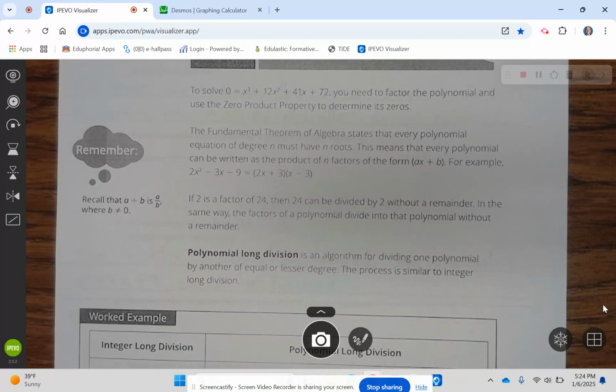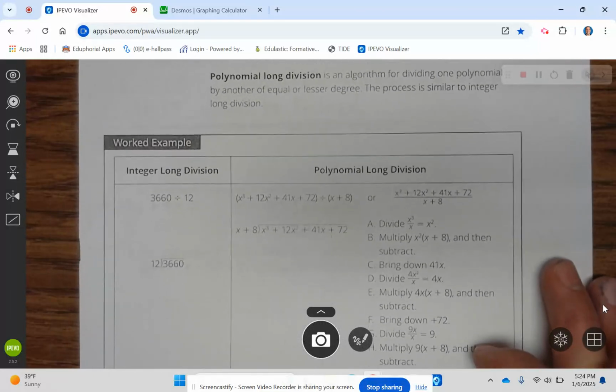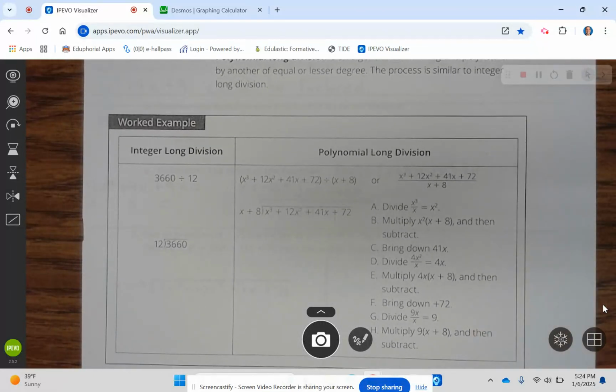If 2 is a factor of 24, then 24 can be divided by 2 without a remainder. In the same way, the factors of a polynomial divide into the polynomial without a remainder. Polynomial long division is an algorithm for dividing one polynomial by another of equal or lesser degree. The process is similar to integer long division. All right, let's take a look at integer long division.